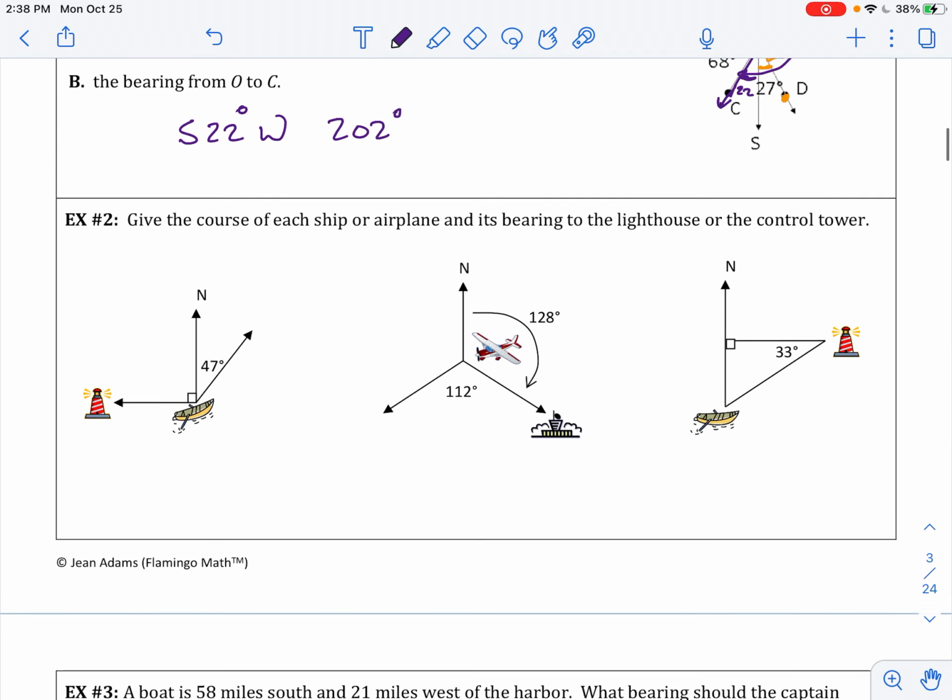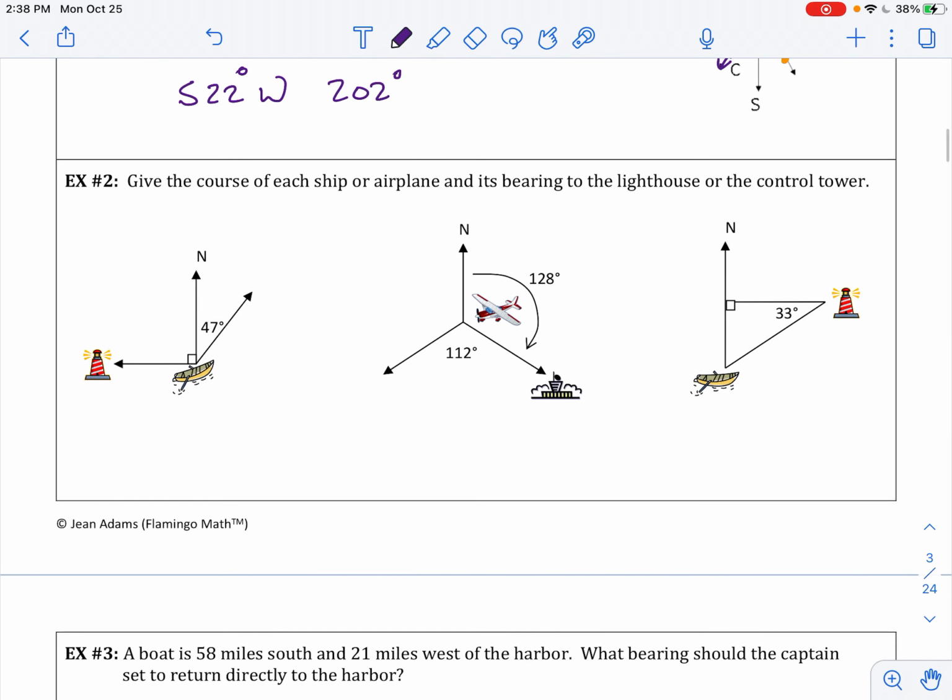All right. So let's look down here quick. It says give the course of each ship and the bearing for each ship. Notice that for each one of these, it starts on the north. In this case, if I was going to write it, it would be north 47 degrees east. Now the course is, again, clockwise from here, so the course, just so you know, is 47 degrees.